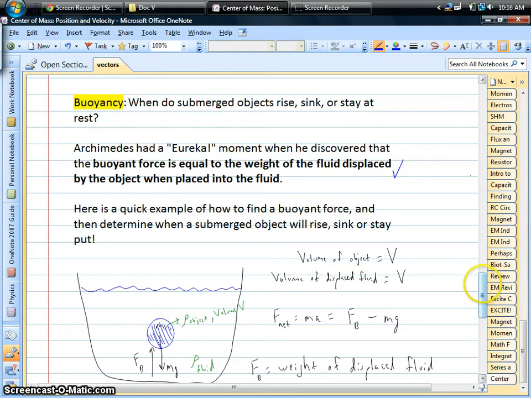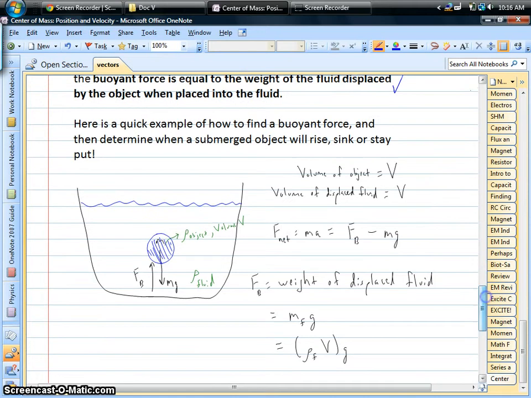So here's a little picture. If you were to take an object and submerge it entirely, and it could be water, it could be any kind of fluid, it doesn't really matter. Now you might remember from chemistry that if you want to find the volume of an object, you place it in water, and the volume of water that's displaced by the object is the volume of the object. So these two volumes are going to be the same if you completely submerge the thing inside the fluid.